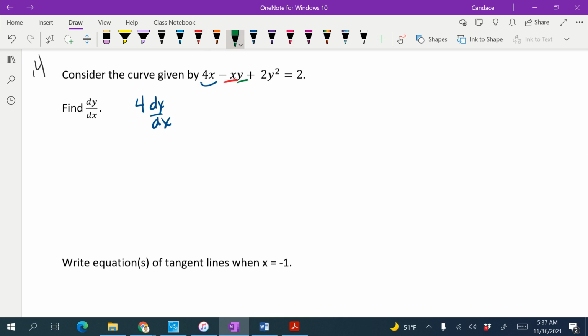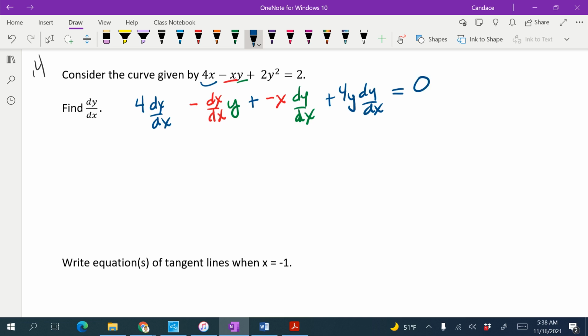And then it looks like we have a product rule, so I've got my red and I've got my green. The derivative of my red would be negative dx/dx. Then we keep the green the way it is. Then we use addition. And then keep the red the way it is, so negative x. The derivative of the green would be dy/dx. Then we're going to take the derivative of 2y squared, which would be 4y dy/dx. And the derivative of 2 would be 0.